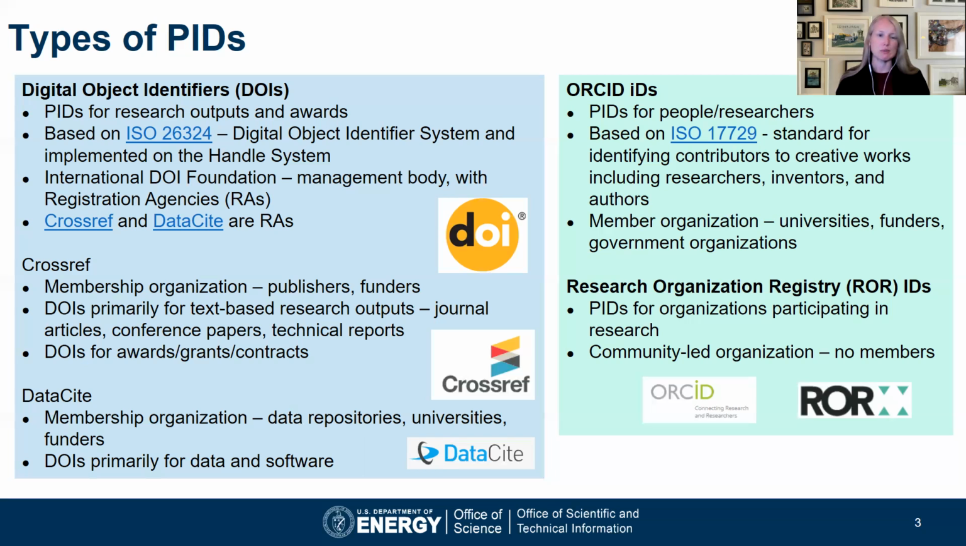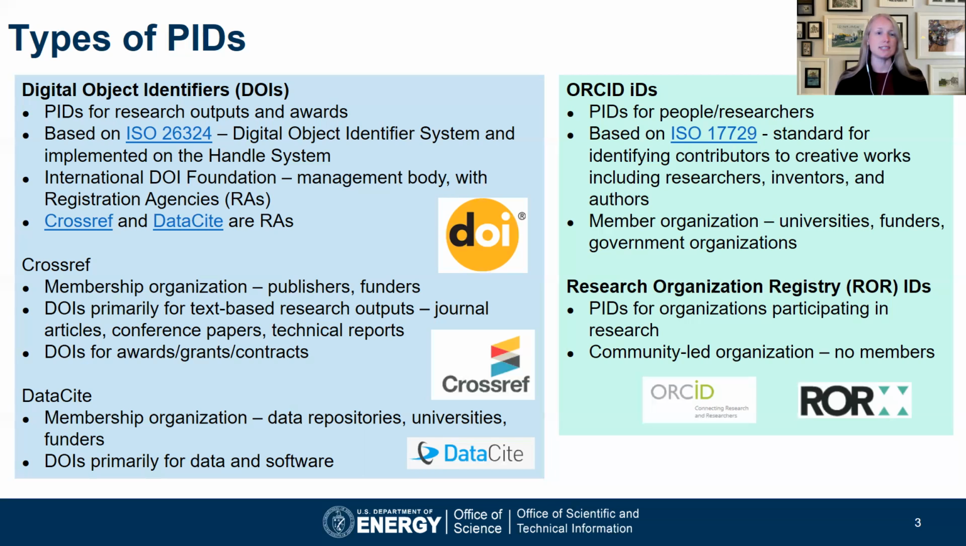Crossref is a membership organization. Their members are primarily publishers and funders, and they assign DOIs primarily to text-based research outputs. So think journal articles, conference papers, technical reports, workshop reports, things like that. They also provide a service assigning DOIs to awards, grants, and contracts. DataCite is another registration agency. Their members are typically data repositories, universities, or funders. And the DataCite DOIs are most often assigned to data sets and to software, but more commonly are being assigned to gray literature as well.